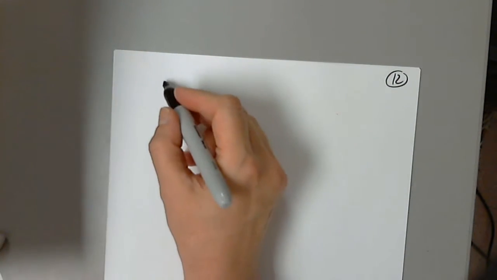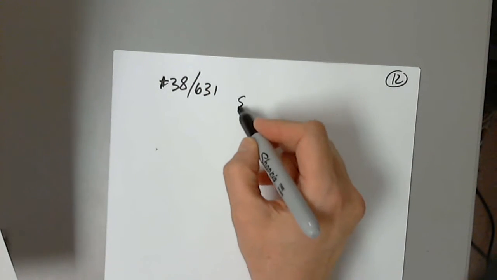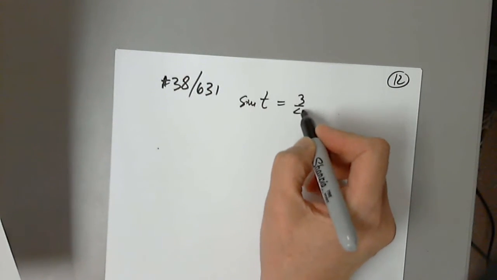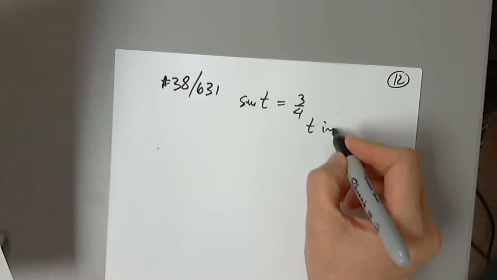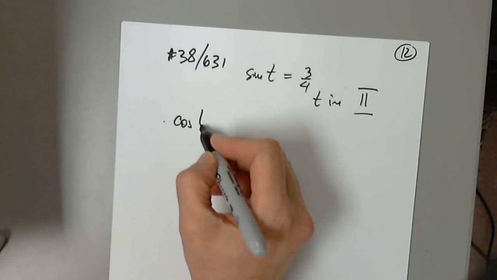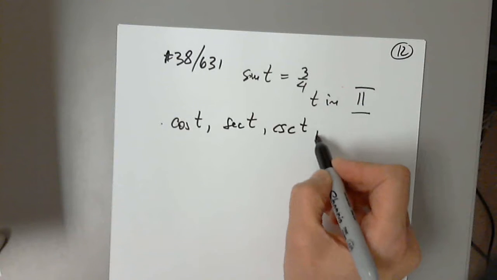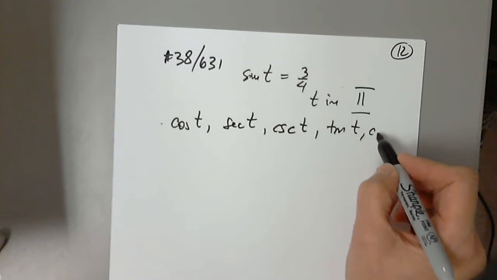For 38, we are given sine t equals 3/4. We are told that t is in the second quadrant. They're asking us to find cosine t, secant t, cosecant t, tangent t, and cotangent t.